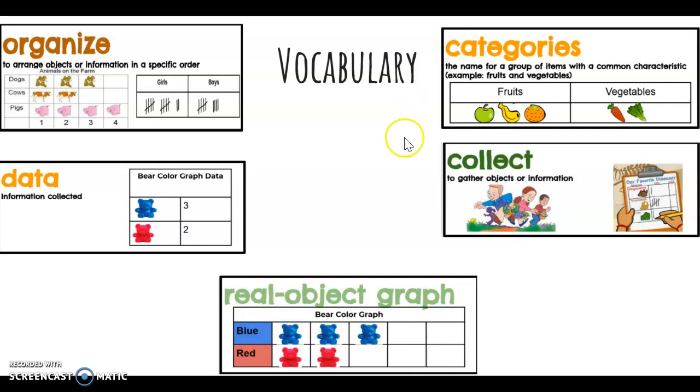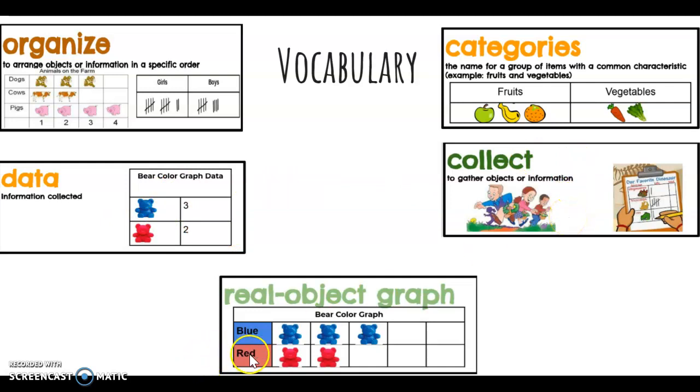Good job. Another vocabulary word is collect. Can you say collect? Collect means to gather objects or information. Okay. So that's kind of similar to the data. You would just be collecting or looking at what you see on the graph and writing it down.